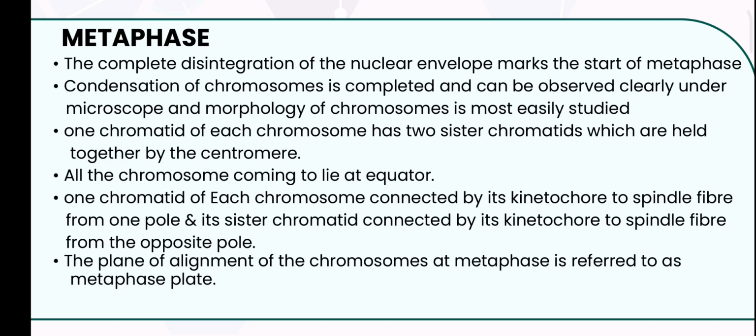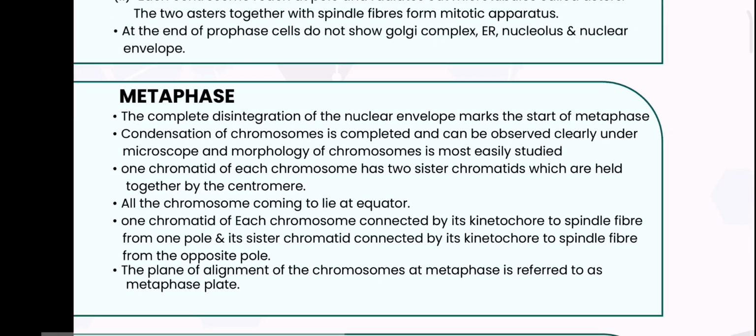One chromatid of each chromosome is connected by its kinetochore to spindle fibers from one pole, and its sister chromatid is connected by its kinetochore to spindle fibers from the opposite pole. The plane of alignment of the chromosomes at metaphase is referred to as the metaphase plate.